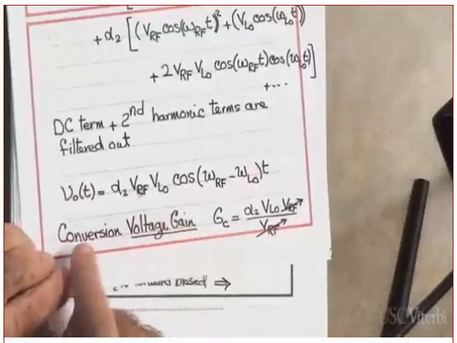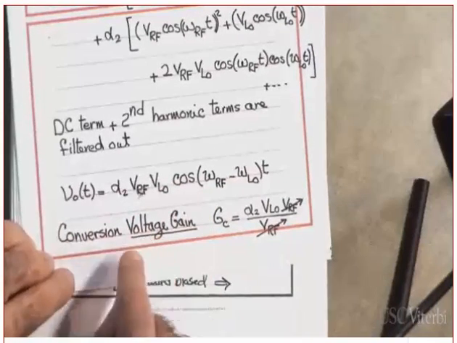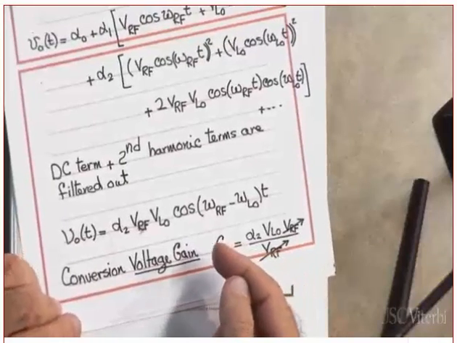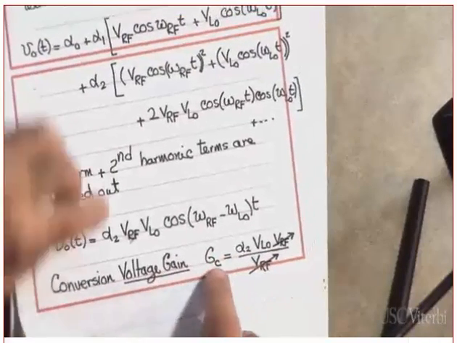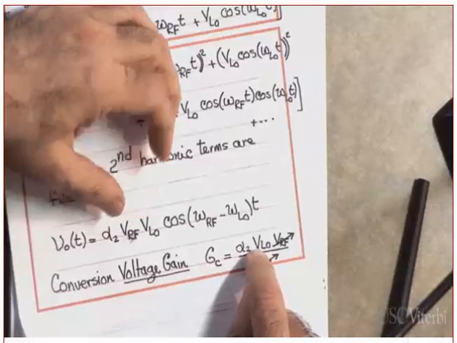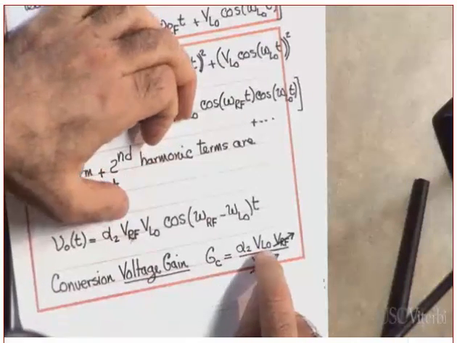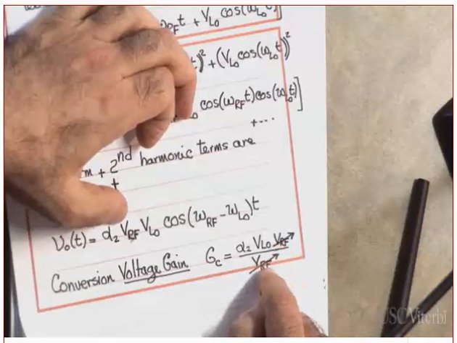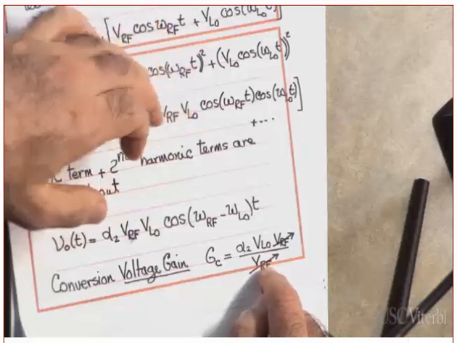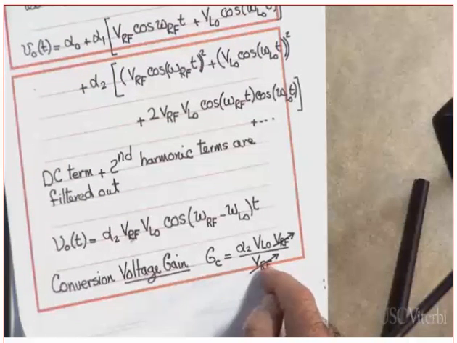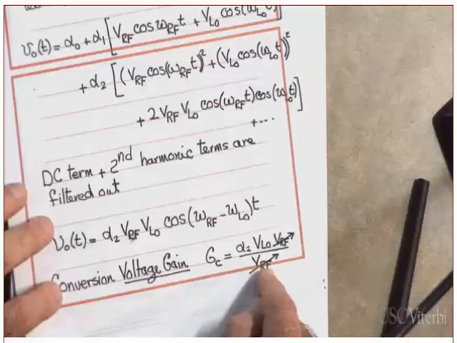What is the conversion gain of this mixer? I said amplifier, I'm sorry, of the mixer. What is the voltage gain? It is the amplitude at the IF, which is alpha 2 times VLO times VRF, divided by the amplitude at the RF port, which is VRF.